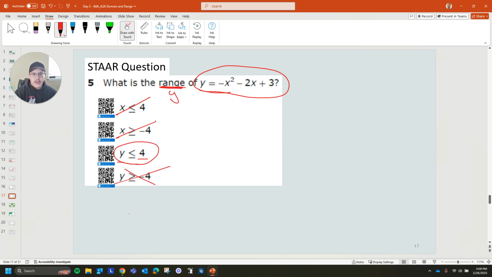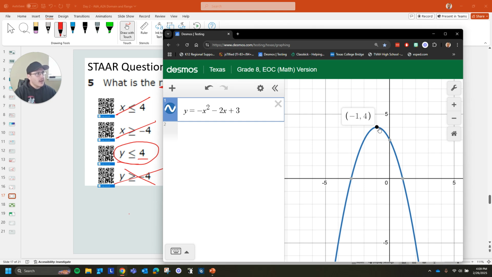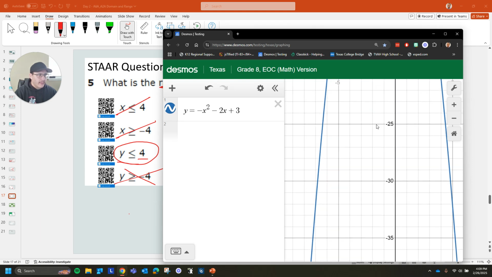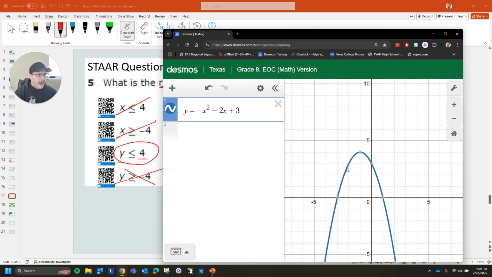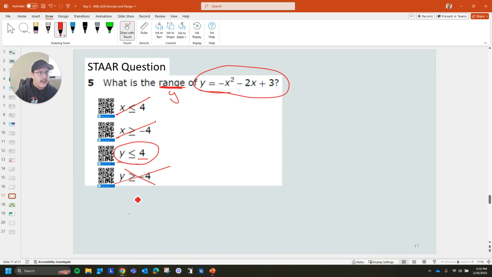This one doesn't make sense. Now let's further clarify. The y values start at the bottom, but notice how the graph just keeps on going forever. It doesn't stop. But it does stop at the top, which is 4. So where's everything associated with the range? Everything is below that y value on the vertex, the corner. So how do we talk about range in terms of this quadratic equation? Well, everything is less than 4. Everything is below 4. So y has to be less than or equal to 4.